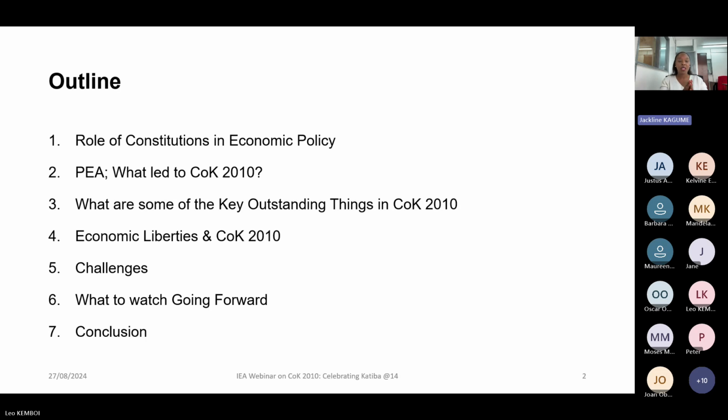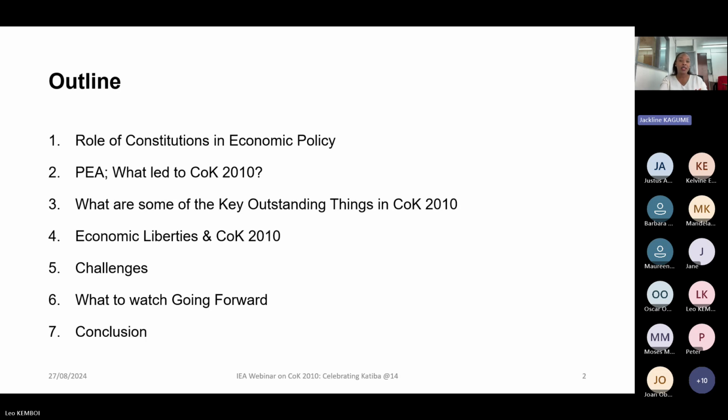Remember, we're looking at Kenya's Constitution at 14. We'll begin with a look at the role of constitutions in economic policy, just to create a background of why we think this analysis is important, especially for an institution like the IEA that is concerned primarily with economic policy. Then we will go to the second part, which is on PEA.